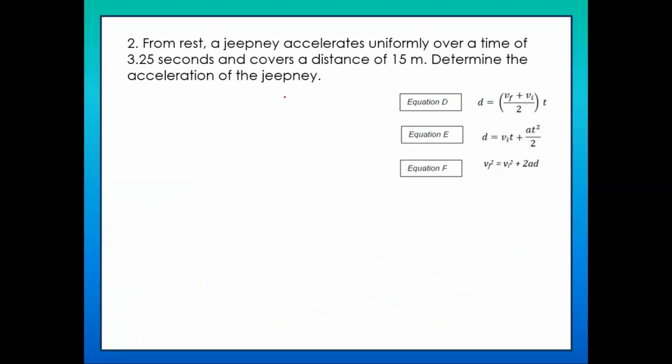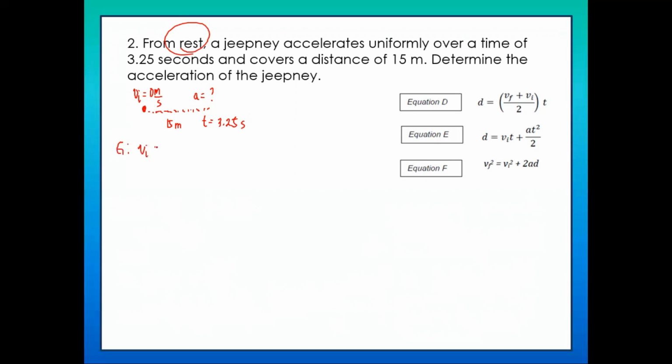Now, in this case, kung i-illustrate natin yung problem, so yung dot again signifies the jeepney from rest. Sabi ng problem, so ang initial velocity is 0 meter per second, right? From rest, it accelerates uniformly over a time of 3.25 seconds. That covers 15 meters. Yan yung na-cover ng pag-move ng ating jeep. So, we have to determine the acceleration. Ayan yon, no? So, our given are the following.